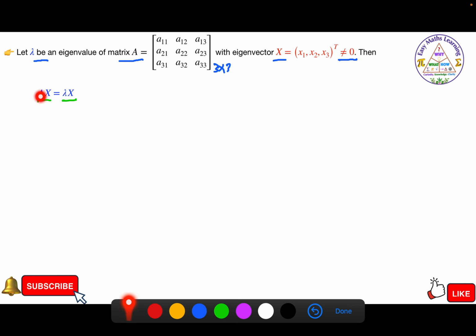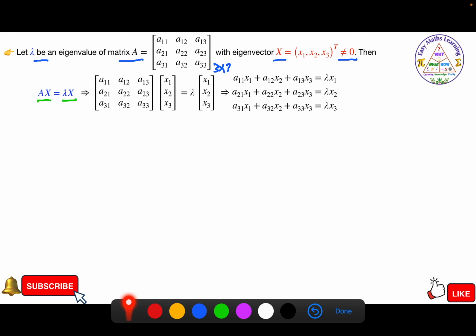It means multiplying A with vector capital X scales the vector x by scalar lambda. So this is the matrix equation, and applying row-wise multiplication, we get these three equations. In the first equation, on the right side we have lambda x1. In the second equation, we have lambda x2. In the third equation, we have lambda x3.